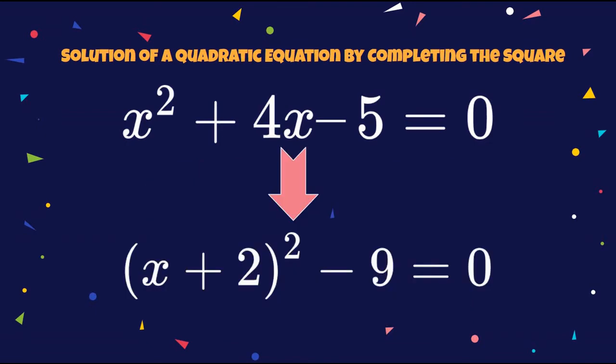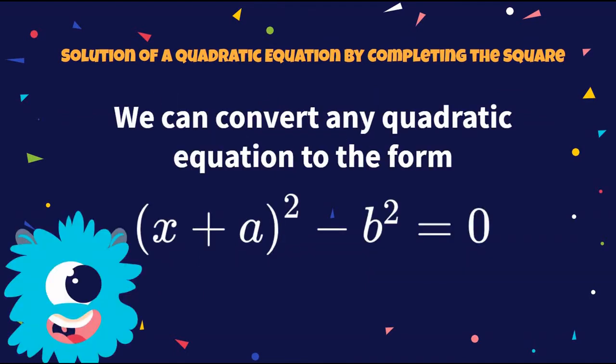So we will soon realize that it can be written in the form x plus 2 whole square minus 9 is equal to 0. In this form, you can actually easily get the roots of this equation, as in the examples that we saw before. Solving x square plus 4x minus 5 is equivalent to solving x plus 2 whole square minus 9 is equal to 0, which we have seen is very quick to do. And in fact, we can convert any quadratic equation to the form (ax plus b) whole square minus c square is equal to 0, and then we can easily find out the roots. So I will show you now how to do that.